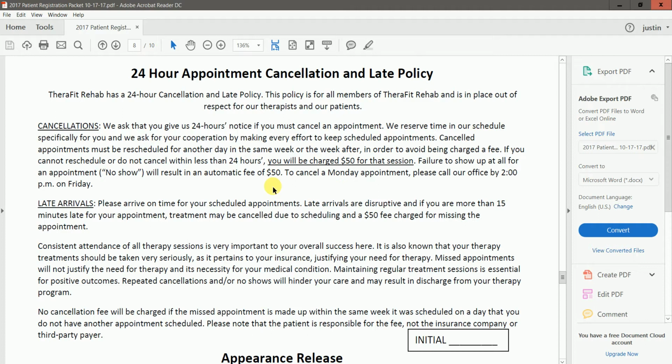So you've got to watch out for that as well. If your frequency is 2 times a week, you need to come 2 times a week. If your frequency is 1 time a week, you need to come 1 time a week. So that's how we talk to individuals that are trying to cancel like that.